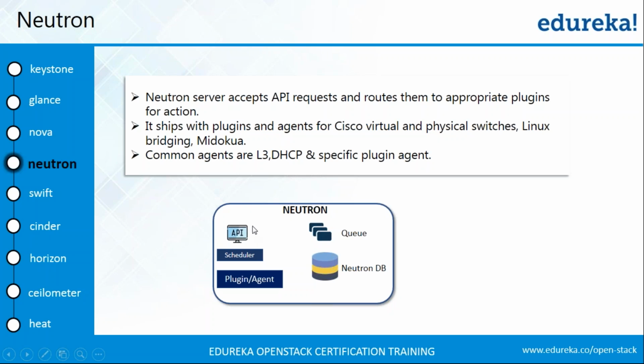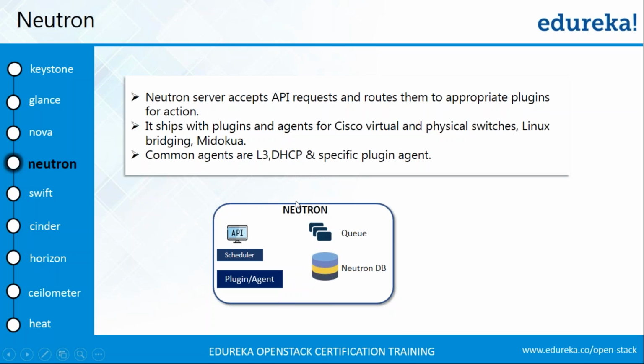It also uses APIs, and it has a Neutron scheduler and different plugin agents. There are different plugin agents for Cisco virtual and physical switches, NEC OpenFlow products, Open vSwitch, and Linux bridging, and the most common agents are L3, DHCP, and some specific plugin agents.